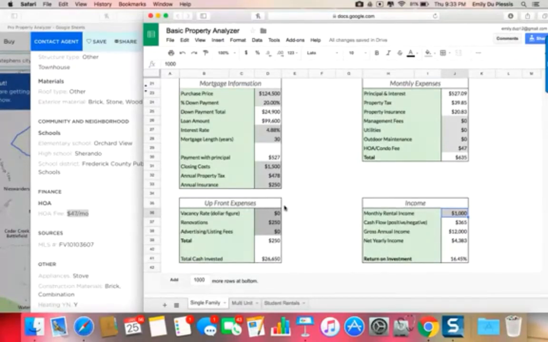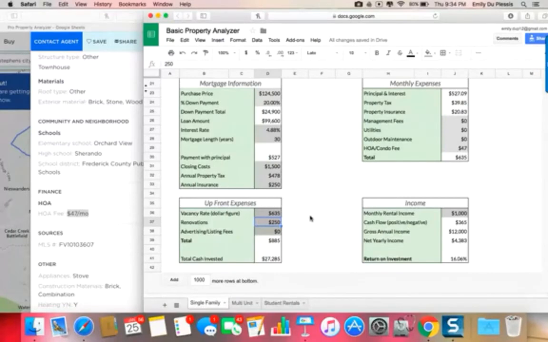I always like to come back and plug in the vacancy rate. In our basic property analyzer, we have this as a dollar figure amount. What I typically like to do is put in 1 month's total expenses, right? So we see that it costs us $635 a month to run this property. So I like to put in at least 1 month's expenses in the vacancy rate, assuming that maybe a tenant doesn't stay more than a year and the property is going to be vacant for about a month while we get it changed over, right?